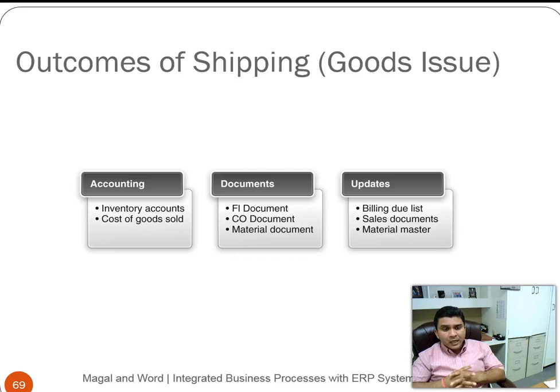Outcomes, accounting, these are again integration points. Inventory accounts, cost of goods sold. The financial accounting document is created, a controlling document is created, a material document if required is created, and there are also updates in the billing, the sales document, and the material master document.